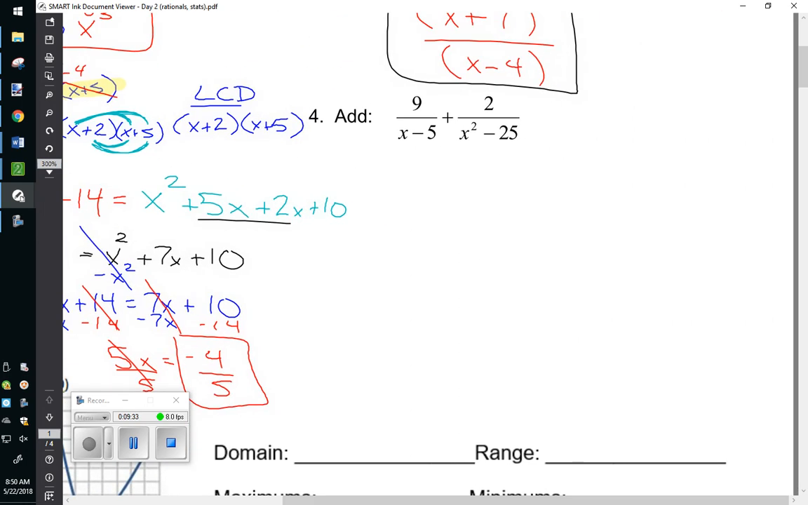Number 4, we're adding fractions. In order to add fractions, what do you have to have? Common denominators. Right now, are these denominators the same? No.